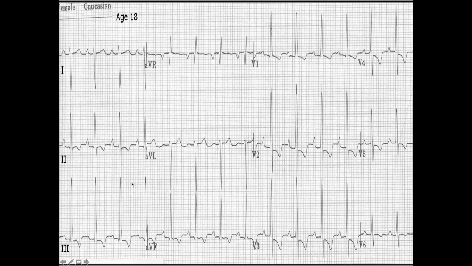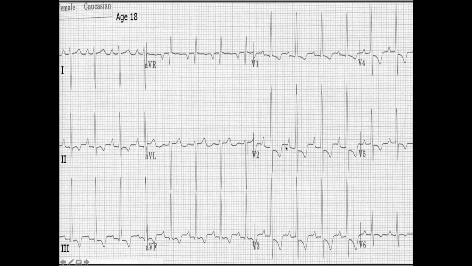Thinking left posterior hemiblock, but we're going to keep moving on. Bundle branch blocks. Our QRS complex looks narrow, so not a bundle branch block, right or left. What about ventricular hypertrophies? Do we have left ventricular hypertrophy?